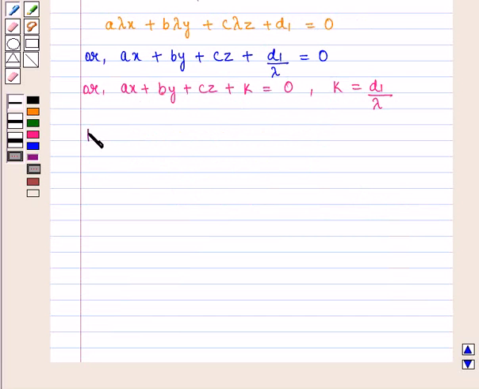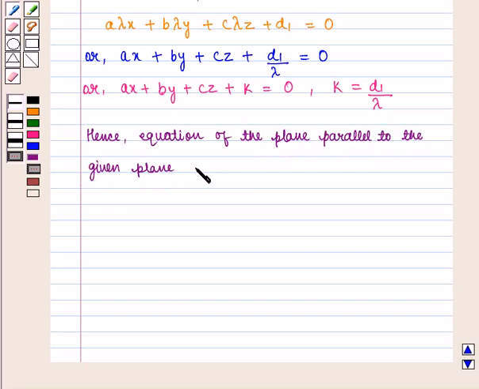Hence, the equation of the plane parallel to the given plane AX plus BY plus CZ plus D is equal to 0 is given by AX plus BY plus CZ plus K is equal to 0.